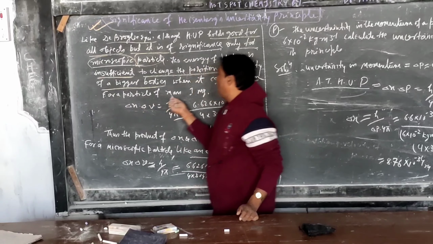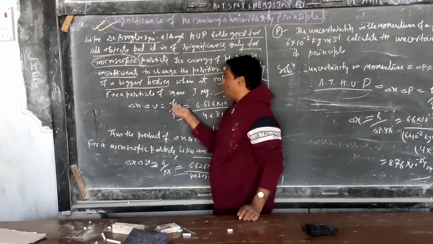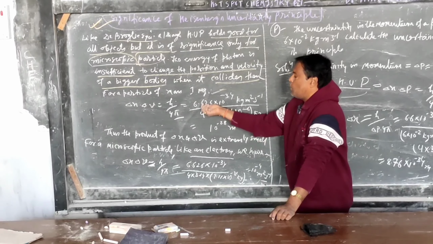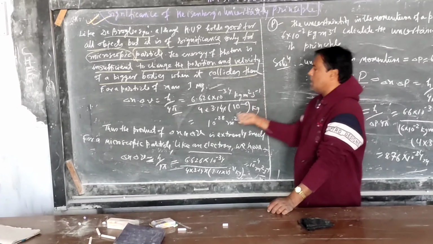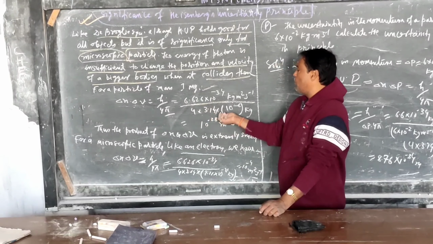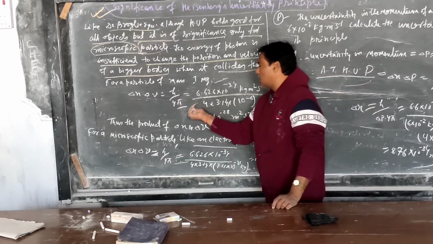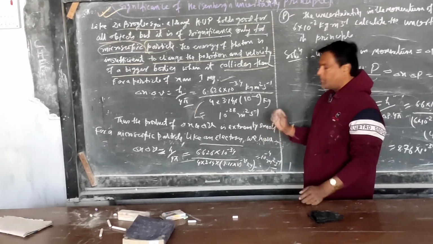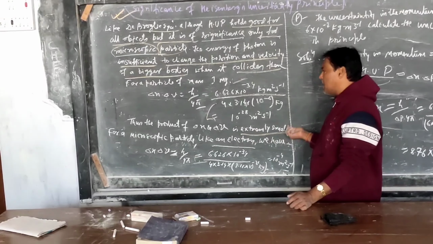Thus, for a particle of mass 1 mg, delta x into delta v is equal to h upon 4 pi, which is 6.626 into 10 to the minus 34 kg meter square per second divided by 4 into 3.14 into 10 to the minus 6 kg. On calculation, we get 10 to the power minus 28 meter square per second. Thus, the product of delta x and delta v is extremely small.